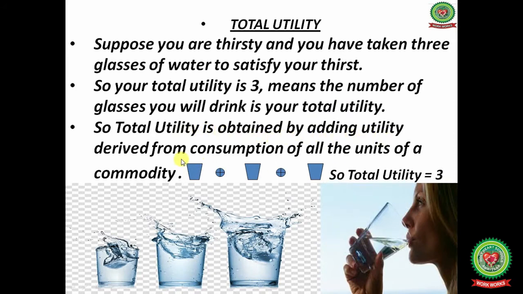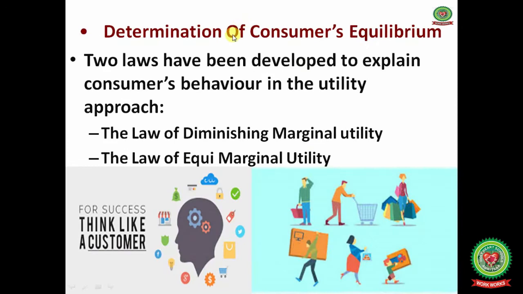Next one is total utility. Suppose you are thirsty and you have taken 3 glasses of water to satisfy your thirst. So your total utility is 3, means the number of glasses you will drink is your total utility. So total utility is obtained by adding utility derived from consumption of all the units of a commodity. So total utility is equal to 3.